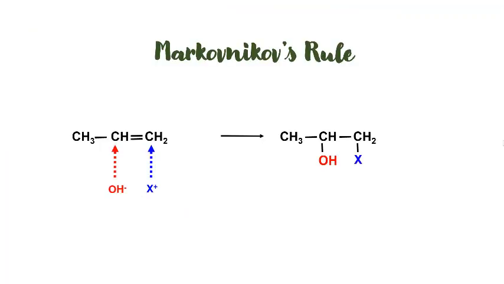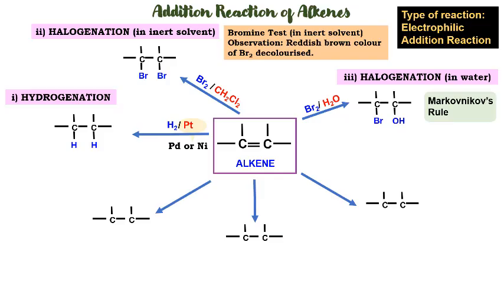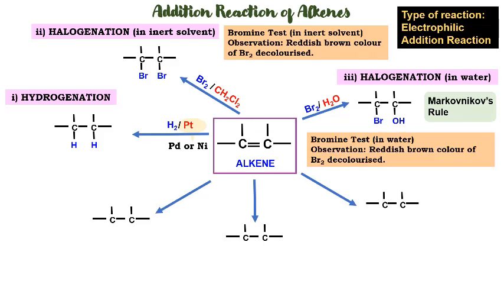Markovnikov rule states that in an addition reaction, the electrophile is added to the sp2 carbon that is bonded to the greater number of hydrogens. In halogenation in water reaction, the Br+ or Cl+ is added to the carbon that is bonded to the greater number of hydrogens, and the OH- is added to the neighboring carbon. This reaction also can be used as an unsaturation test.